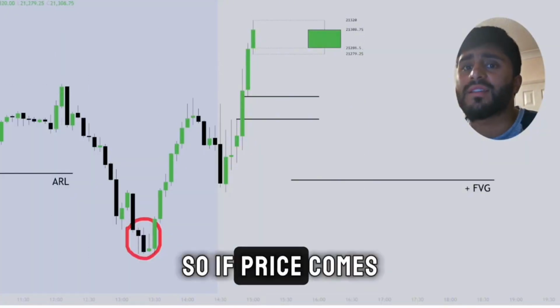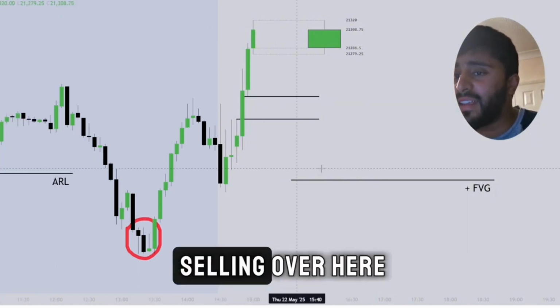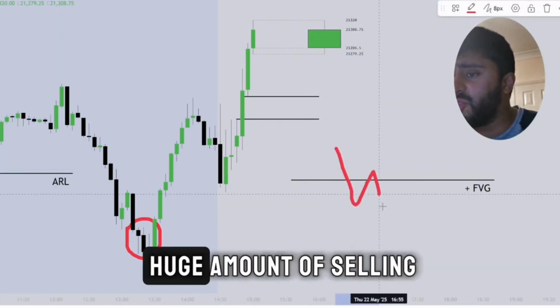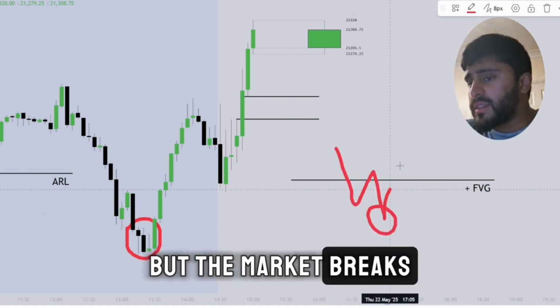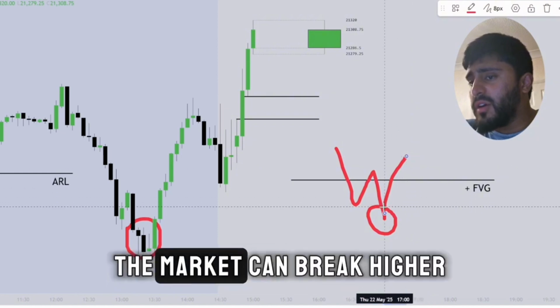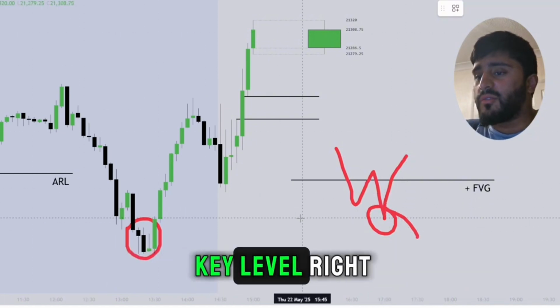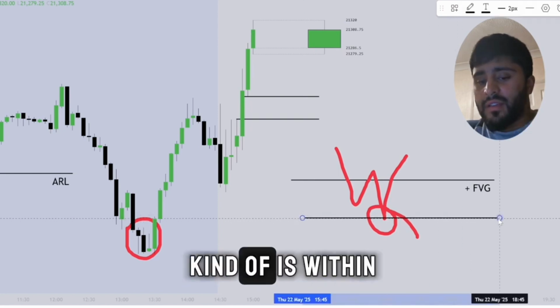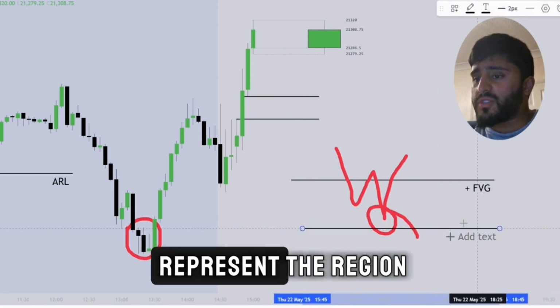So if price comes down and we see a huge amount of selling in this region, but the market breaks higher, the market can break higher, the market can break lower, bearing in mind this is going to be our key level, right? So our key level is within this region and price is staying within this region, right? So these two lines represent the region.